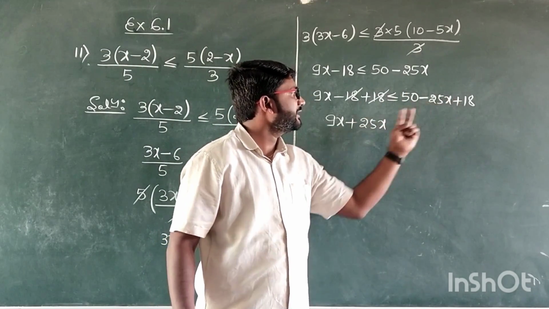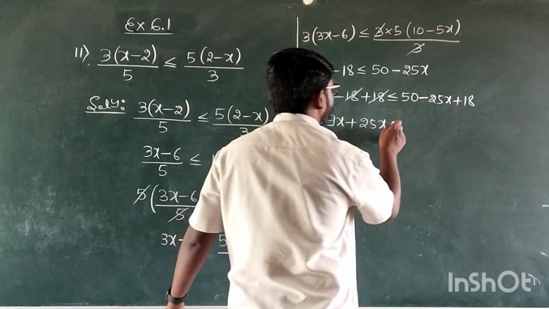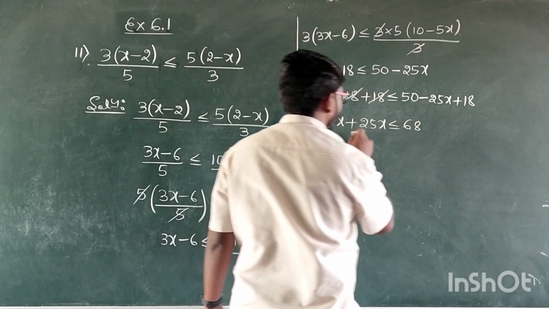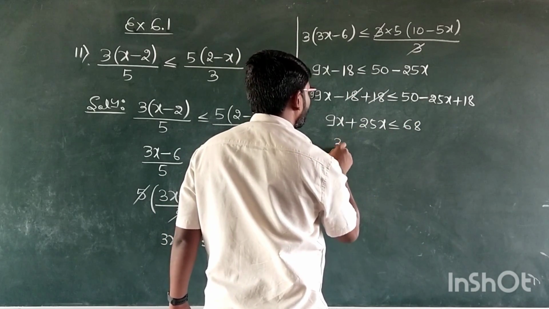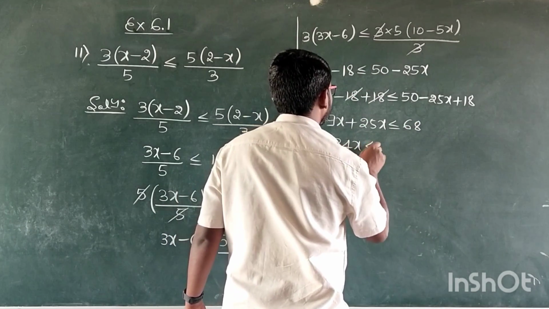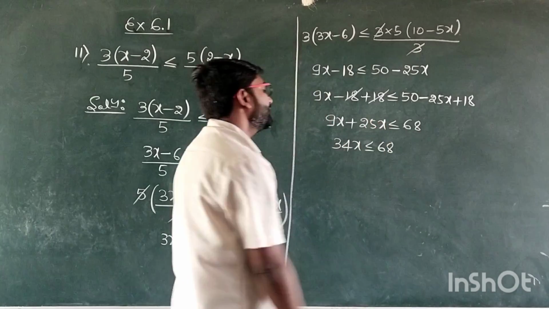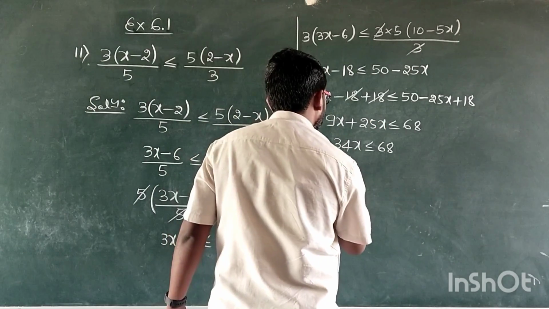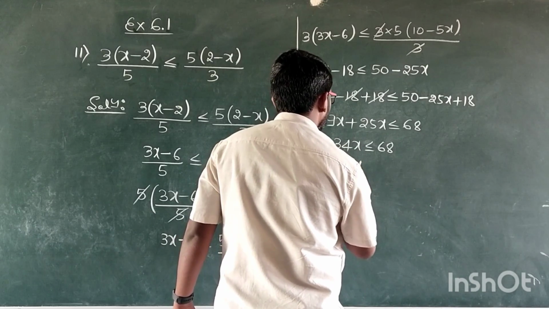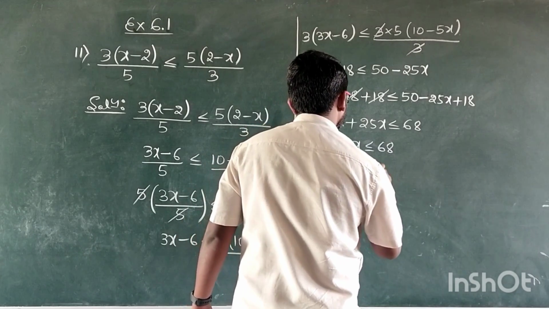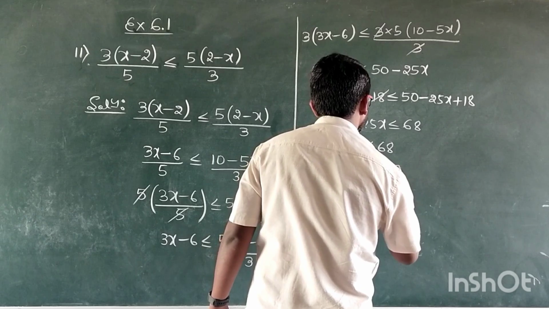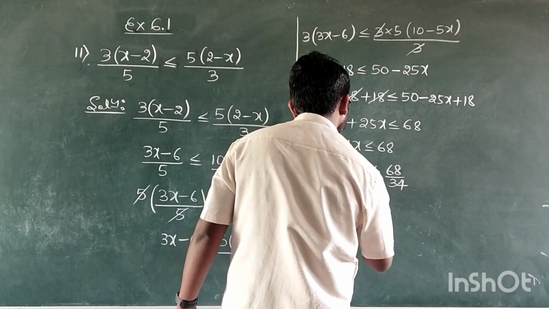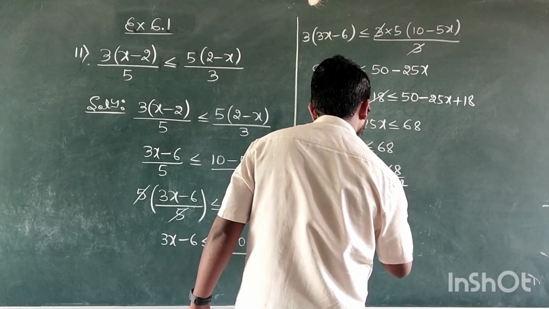These two get cancelled. Here we get 25x, and then less than or equal to 50 plus 18 it will be 68. So add these two, we get 34x less than or equal to 68. Now to eliminate 34, both the sides we need to divide by 34. So 34x by 34 less than or equal to 68 by 34. So here 34 get cancelled. We have x less than or equal to 2.